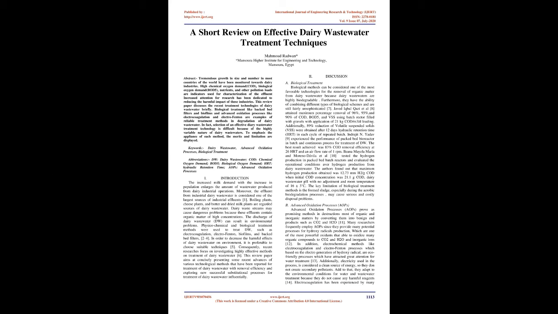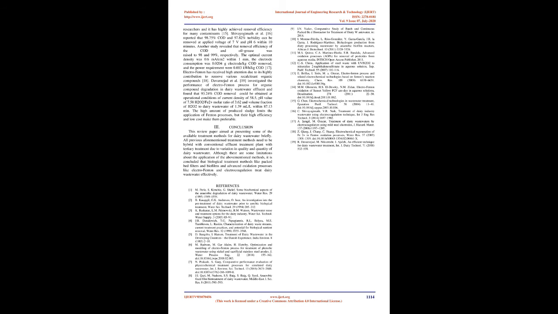Indrajit and Yadav examined the performance of a packed bed bioreactor in batch and continuous process for treatment of DW. The best result achieved was 83% COD removal efficiency at 26 HRT and an airflow rate of 1 RPM. Ileana Mayela Moreno Davila et al. tested the hydrogen production in packed bed batch reactors and evaluated the operational conditions of hydrogen production from dairy wastewater. The authors found that maximum hydrogen production obtained was 12.73 mmol H2/g COD when initial COD concentration was 21.1 grams COD, dairy wastewater pH with no adjustment and room temperature of 16 ± 3 degrees Celsius.